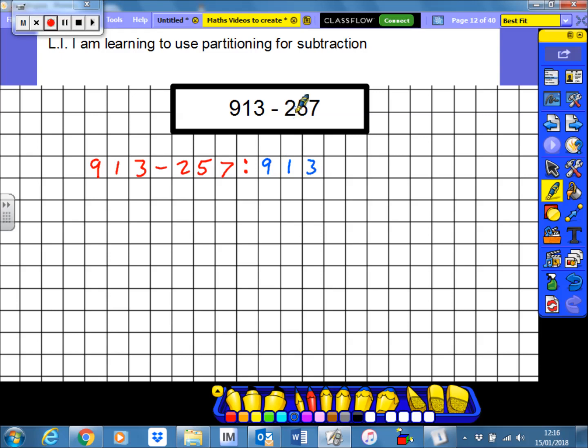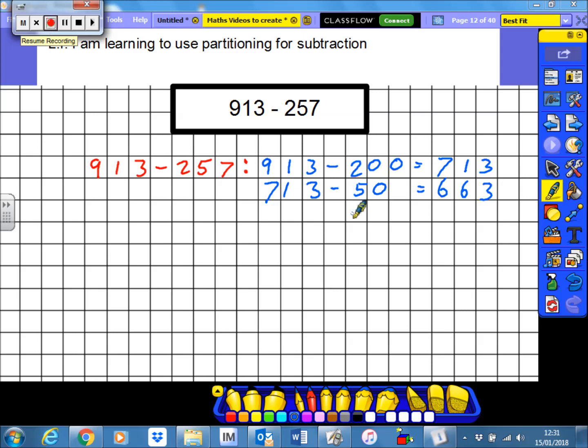Now, we start off by taking off the 200. So 913 minus 200. And that gives us 713. Now we take that down to start the next line. 713. And now we're going to minus the 50. If we have difficulty with that, we can easily just count back in tens. Alternatively, we can just do it in one step. It would be 663.